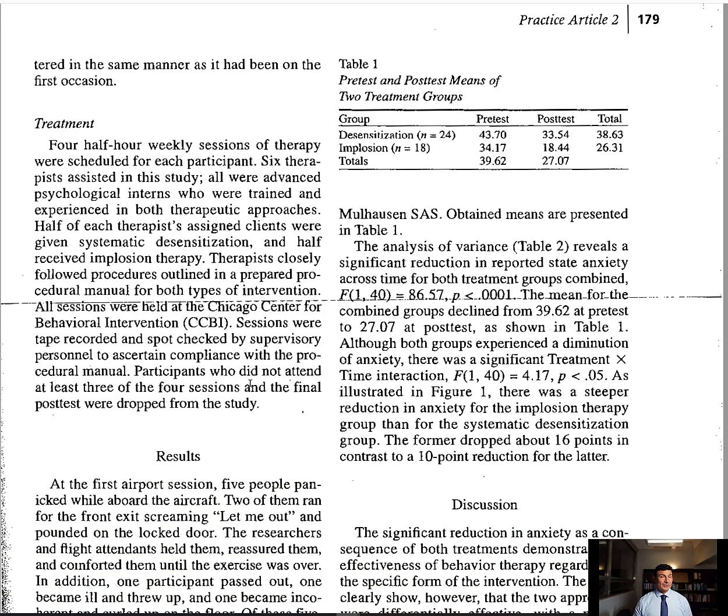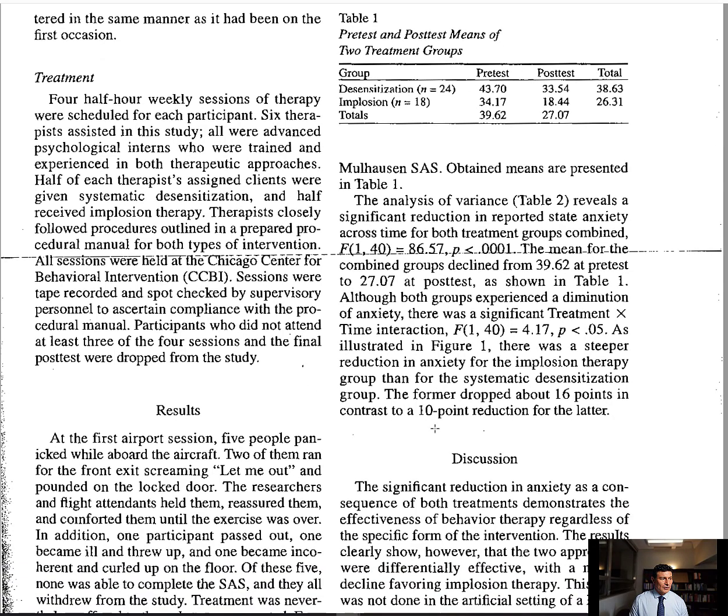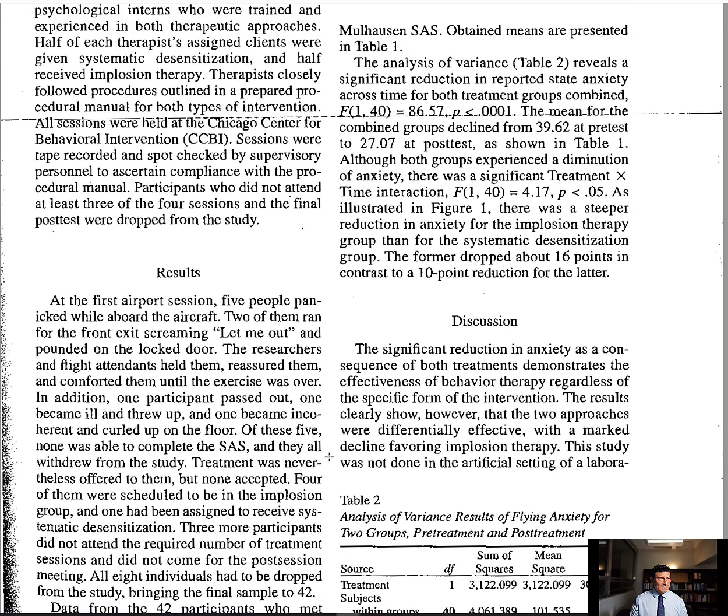Now, we still don't know what the research questions were. We don't know what their hypotheses were, so I'm going to make up what their hypotheses were. I think they're looking at two hypotheses. One, do these treatments work? So either treatment, does it work? Do we see a change in anxiety? I'm going to call that hypothesis one. The second hypothesis is, does one work better than the other? Does desensitization work better than implosion? So that's hypothesis two.